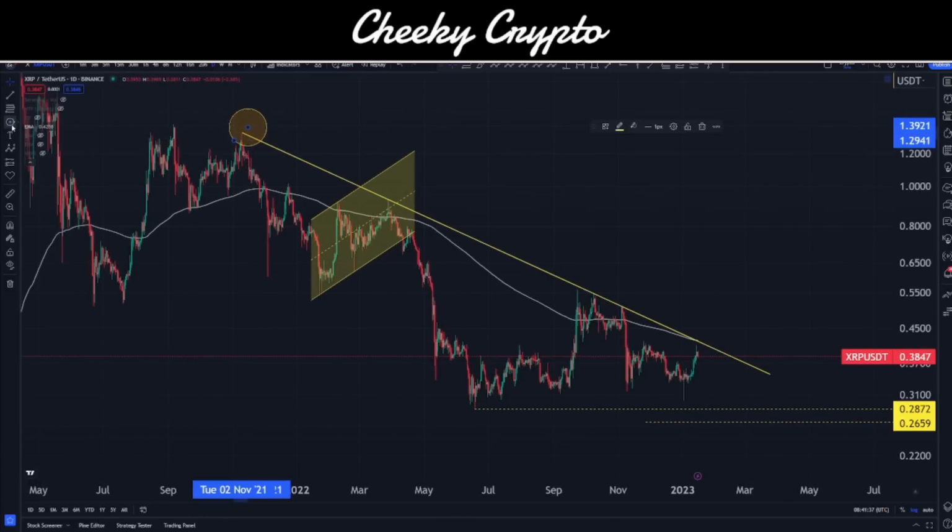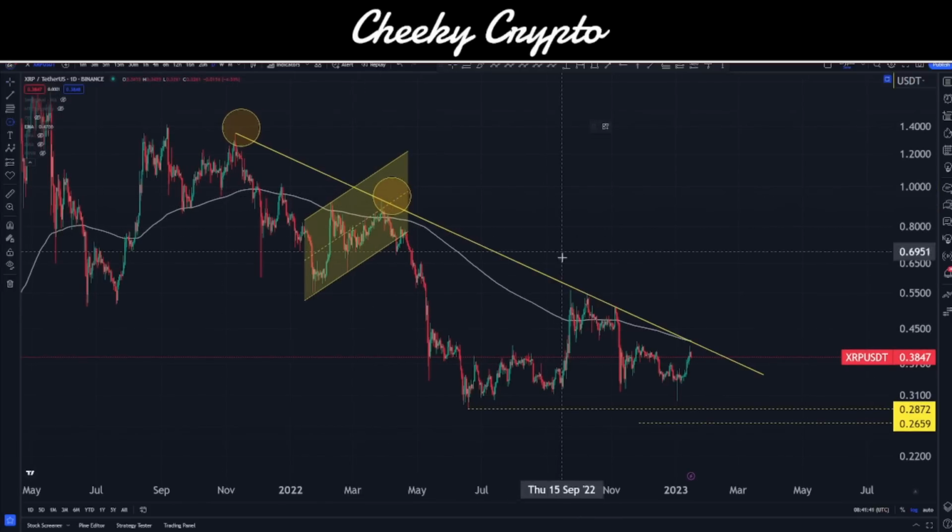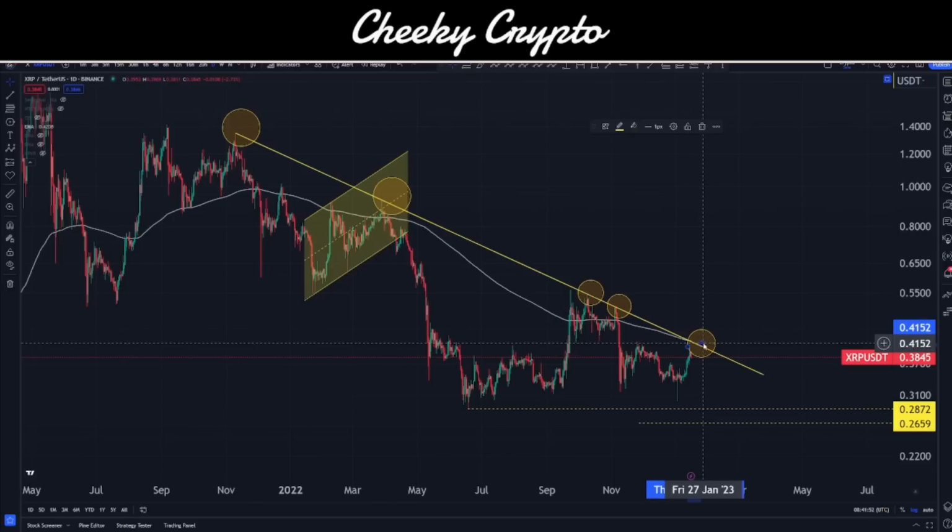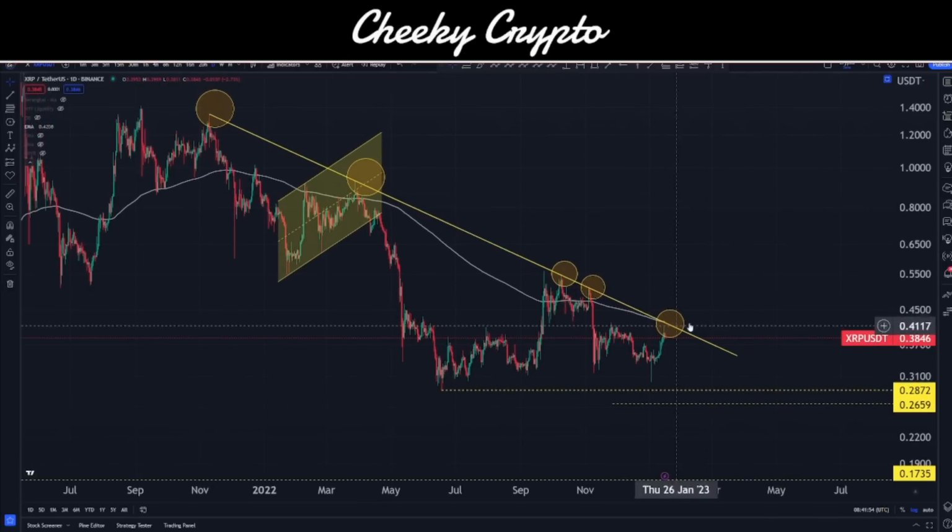So we start here, for example. We have another touch point just up here. We have another one just here. Let me grab that and move it over there. And another one just over here. Are we going to be coming up here to our 200 EMA and our trend line to the downside?